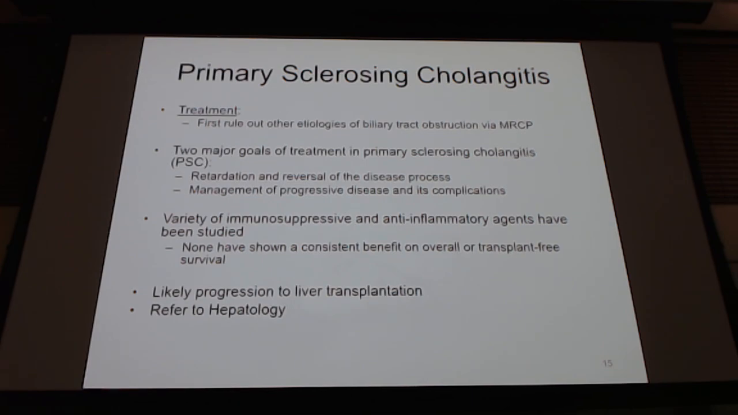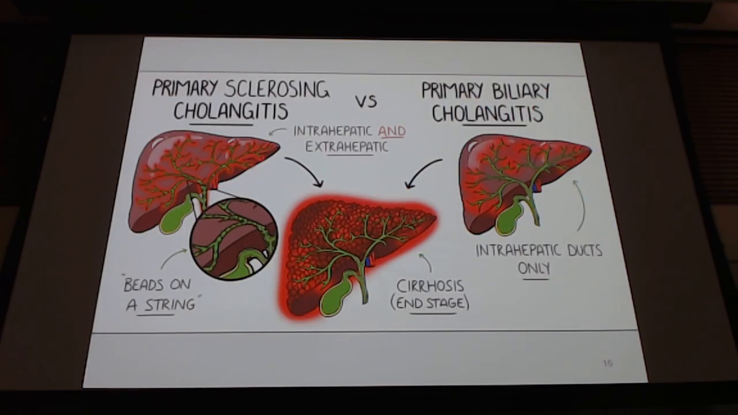So what can we do to reverse that process? What can we do to manage the progressive disease? A combination of immunosuppressive as well as anti-inflammatory agents. I'm not going to get into the nitty-gritty of what any of those have to be, but likely these people will have a liver transplant in their future. Go to hepatology. Again, if we're putting somebody on immunosuppressives, we run the risk that they're going to get an infection elsewhere. Good visual for you, like I said. Intra and extrahepatic is going to be your PSC, versus your PBC, which is going to be intrahepatic ducts only. Either way, they both are going to progress to cirrhosis and likely need a liver transplant in the future.